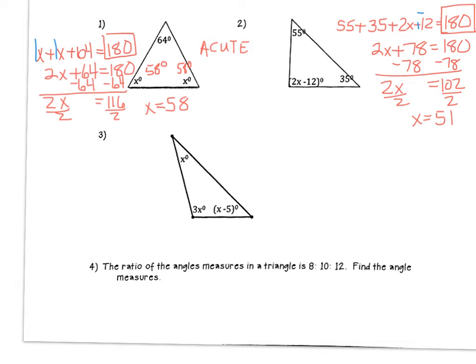Well, that's still 55. That's still 35. But we have to plug it right in here. We have to go 2 times x. 2 times 51, and then subtract 12, is 90. So this angle here is 90. Since that has one right angle, 90 degrees, that means this triangle is a right triangle.